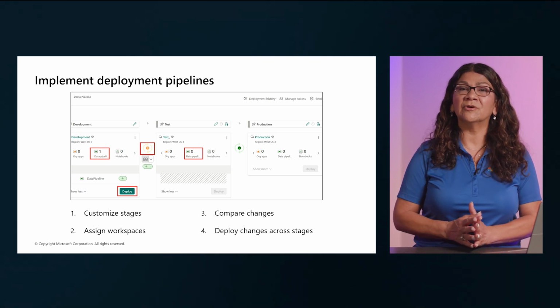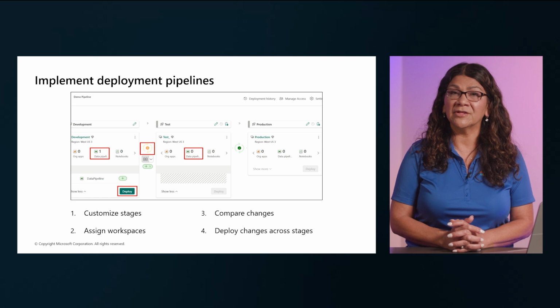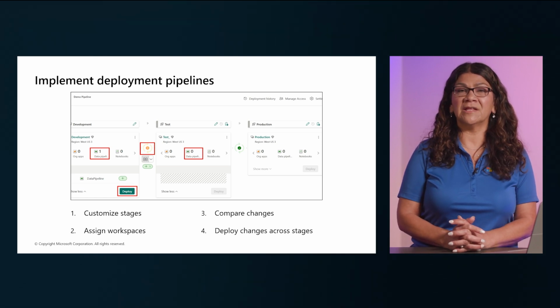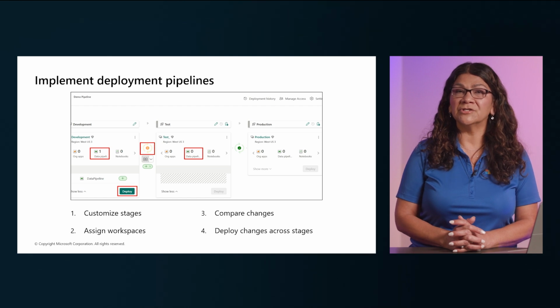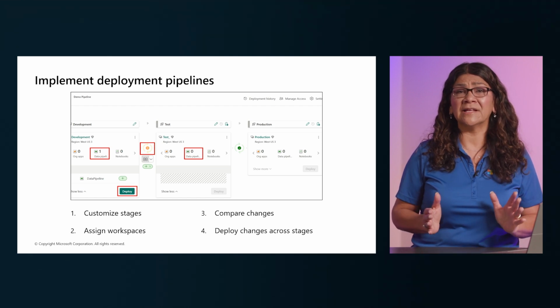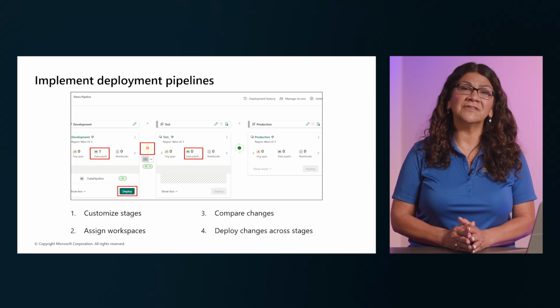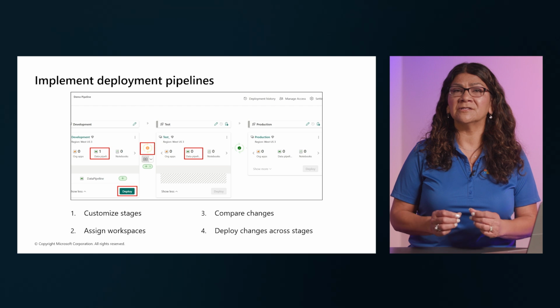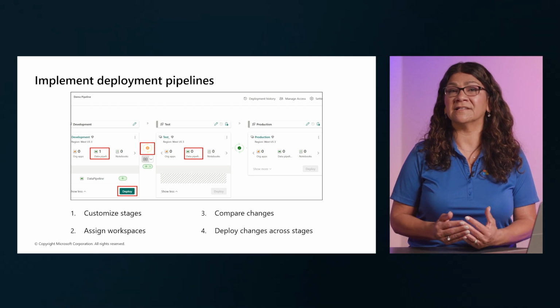Deployment pipelines can be created using two different methods: number one, using the workspace icon on the left navigation pane inside of Fabric, or number two, using the Create Deployment Pipeline icon at the top of a workspace. Let's look at a few of the key tasks for implementing deployment pipelines.